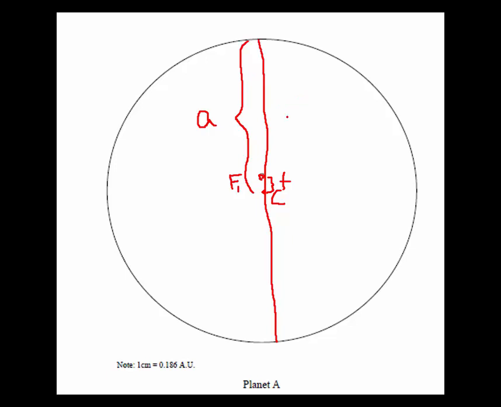Now calculate the eccentricity of the ellipse. What's the formula for eccentricity? e equal to f over a, and use this value of eccentricity. Go to the table that I gave you and use this value of eccentricity and see if you can identify planet A. All right, and do the same thing for planet B.